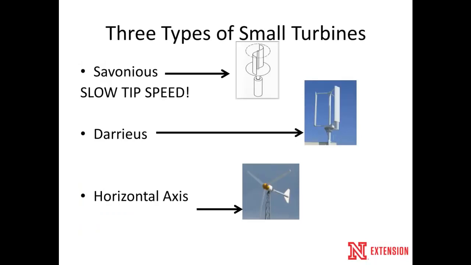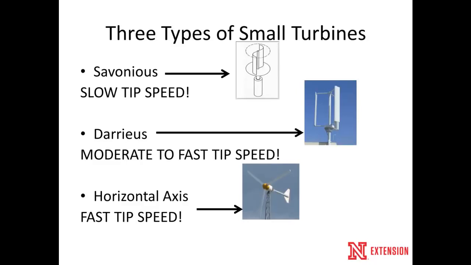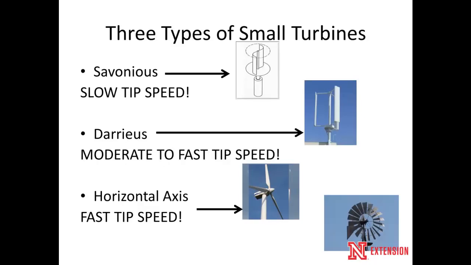Again, let's just look at that again. Savonius turbines have slow tip speed, Darrieus have moderate to fast tip speeds, and horizontal axis turbines have fast tip speeds. And again, horizontal axis could be any type of turbine of that design, small or large. Here's a picture of a large one.